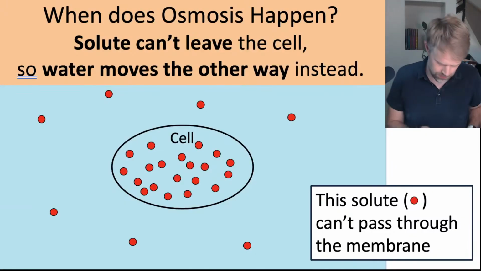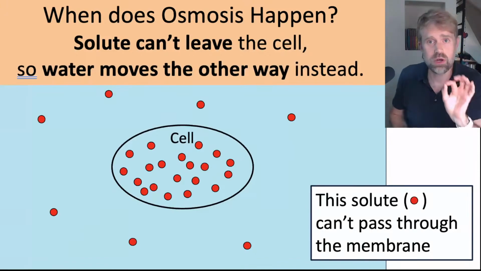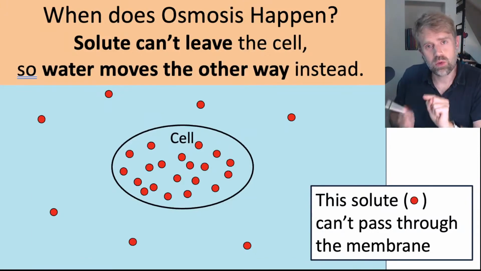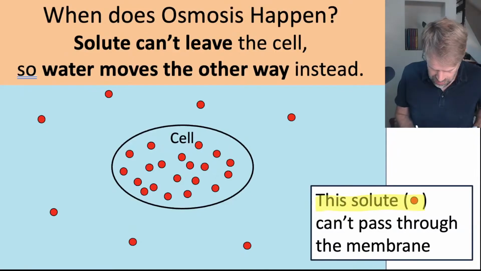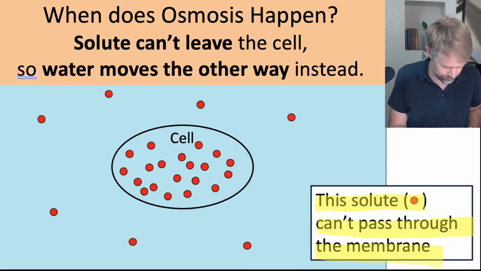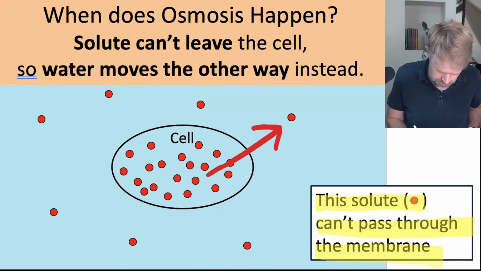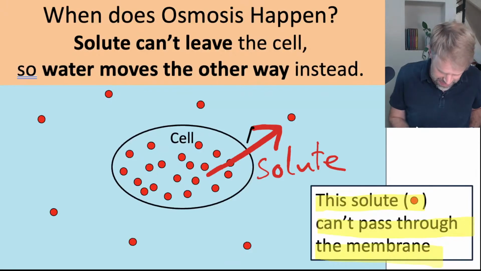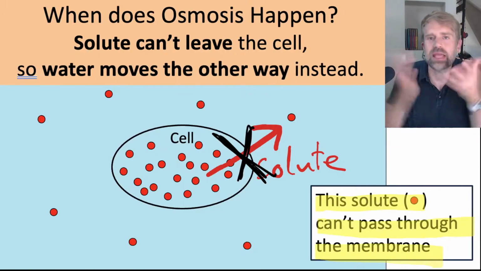Look at this. We have a cell with these red dots. There's an important note in the lower right-hand corner. It says this solute can't pass through the membrane. Many solutes can't pass through the membrane of cells, and they don't have special tunnels or channels that let them through. So the solute wants to do this. The solute wants to come out, but it can't. It can't get out, right?